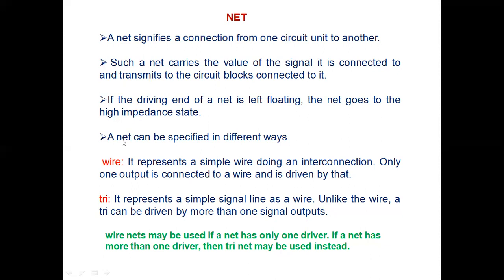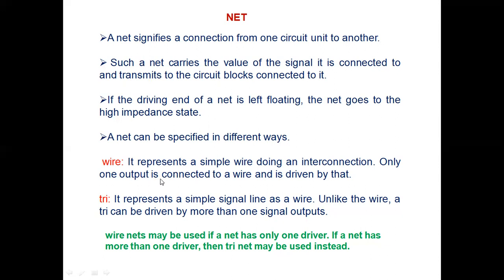Now let us see, a net can be specified in different ways. How? Wire and tri. We can also call the net a wire. Yes or no? The net can also be called a wire. Another way of specification is tri. So what is wire? It represents a simple wire doing an interconnection. That is what we have discussed.